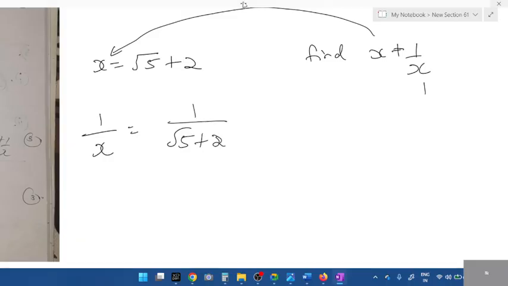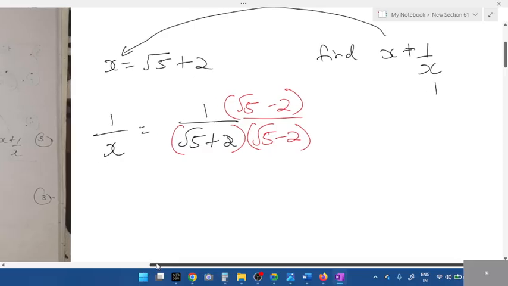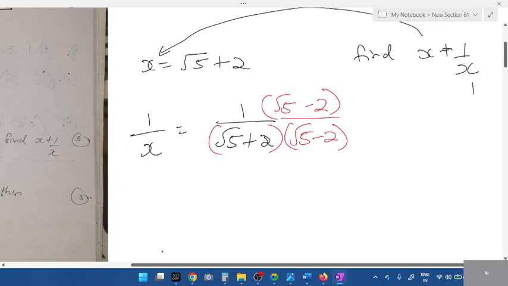Is root 5 a rational number or an irrational number? Irrational. How do you rationalize? You have to multiply the numerator and denominator by what? The minus sign: root 5 minus 2. You know how to solve this question? Both of you try this question. The denominator is always a square minus b square.